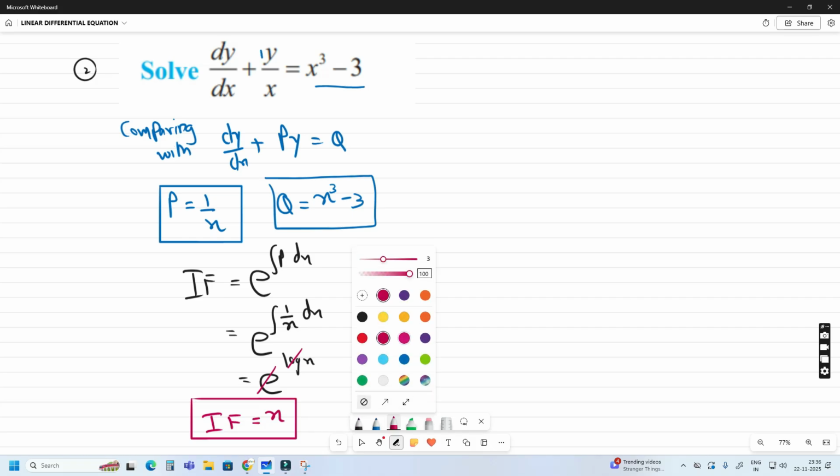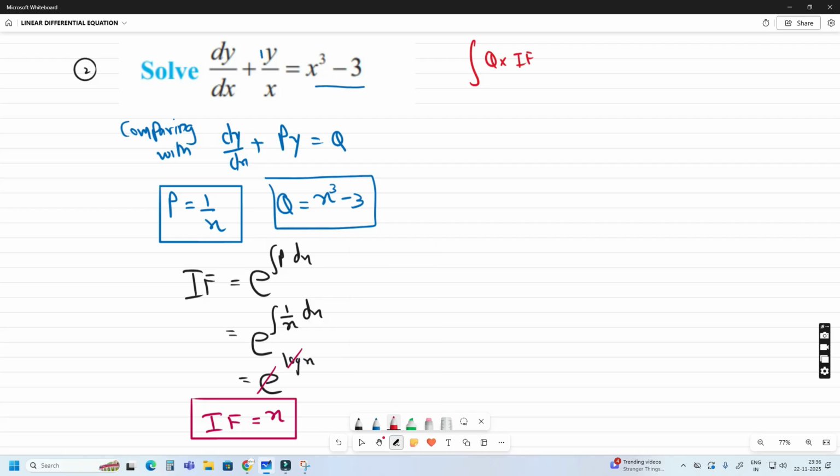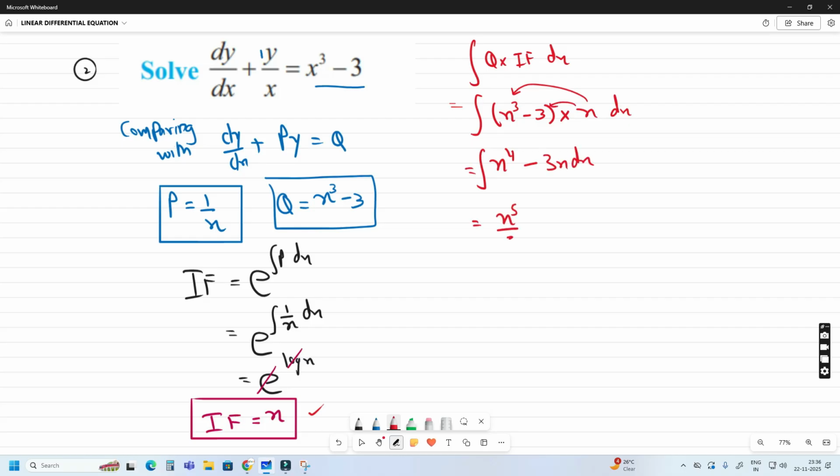Now you need to find out the value for q into if. So we'll find out q into if with respect to dx. So q का value is x cube minus 3, and if का value is over here, that is x. So first thing what you do, you just multiply this x cube into x. x cube into x will be x raised to 4, and minus 3 into x will be 3x. Now you take the integration, x raised to 4 का integration will be x raised to 5 upon 5, 3 will be as it is, and x का integration will be x raised to 2 upon 2. So that is the value we are getting for q into if with respect to dx.